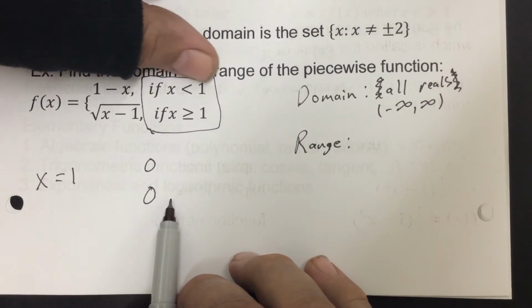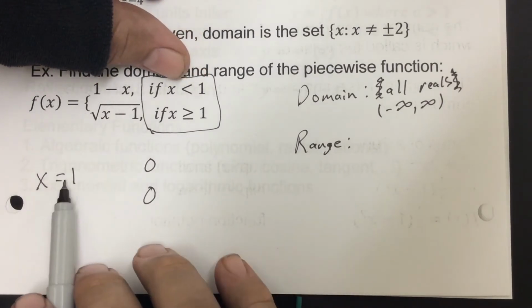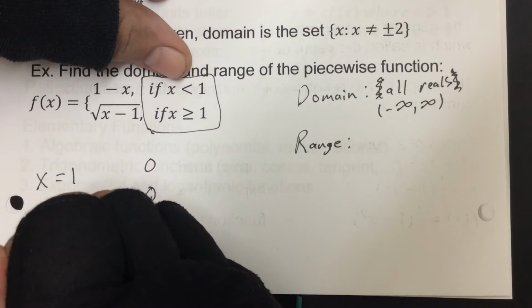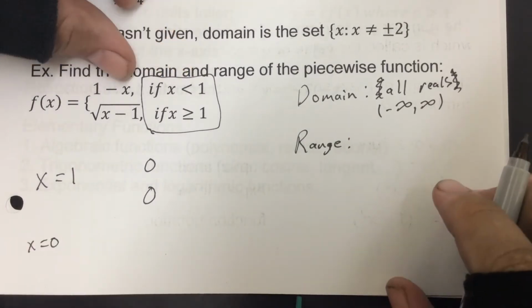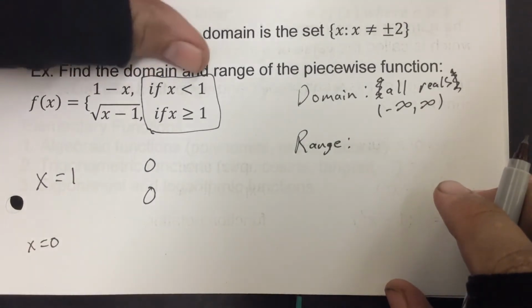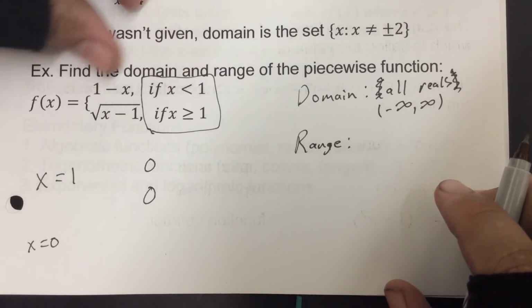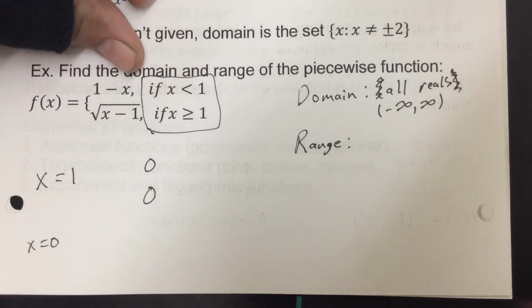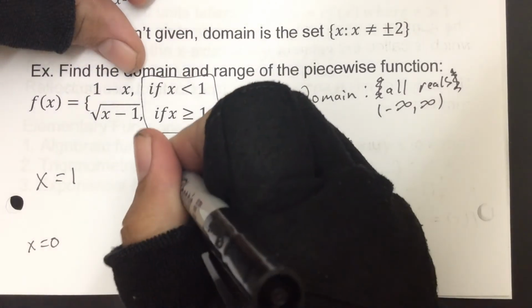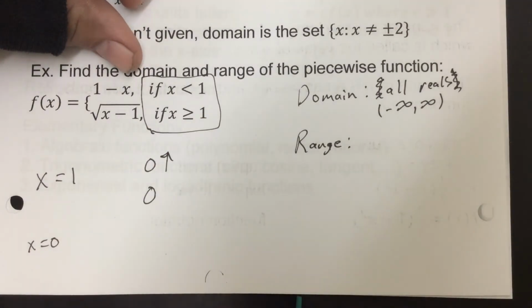So on this top part, we want an x less than 1. So what's an x less than 1? Let's do 0. So if we put 0 in here for x, that's going to fit this criteria. And 1 minus 0 would be 1. So that means we're going to get bigger than where we started. So we're going to be going up from here.